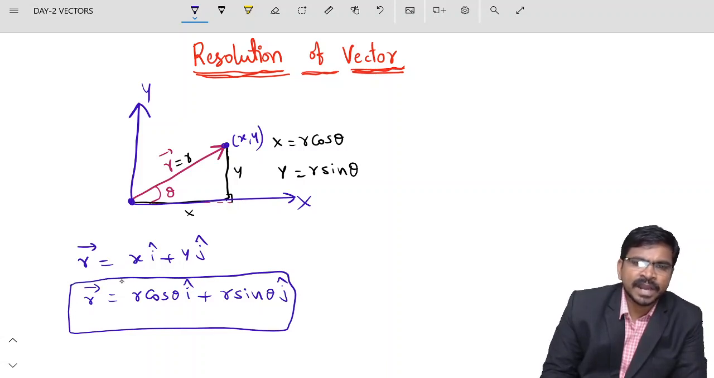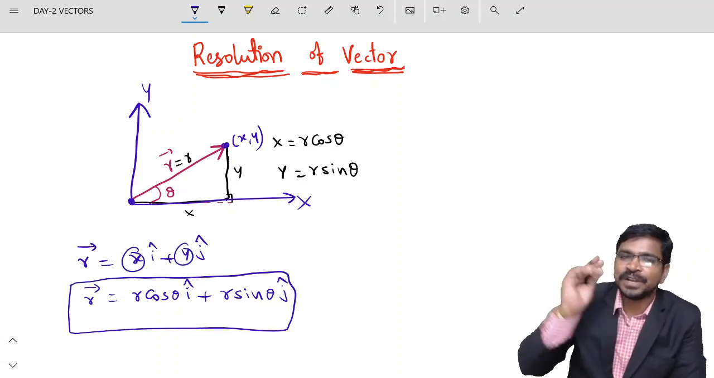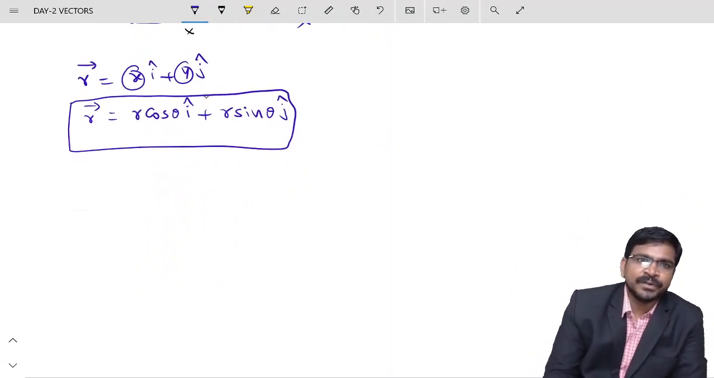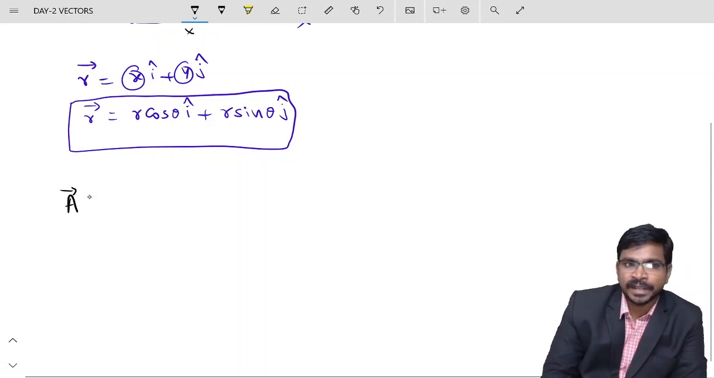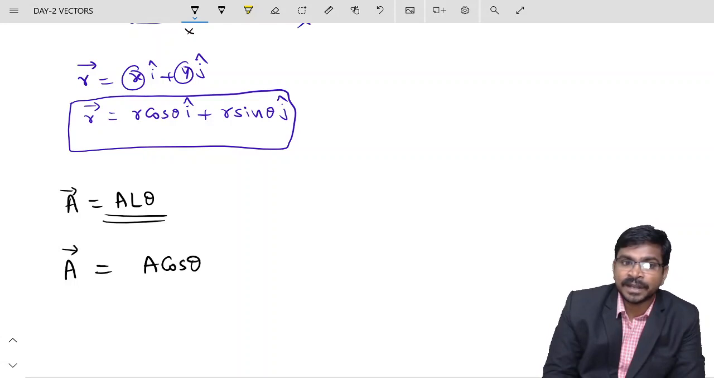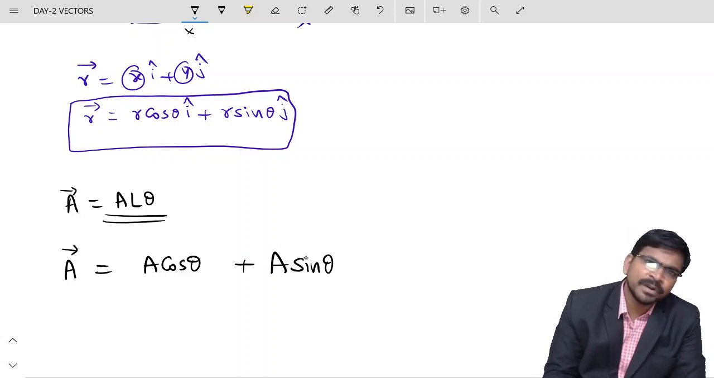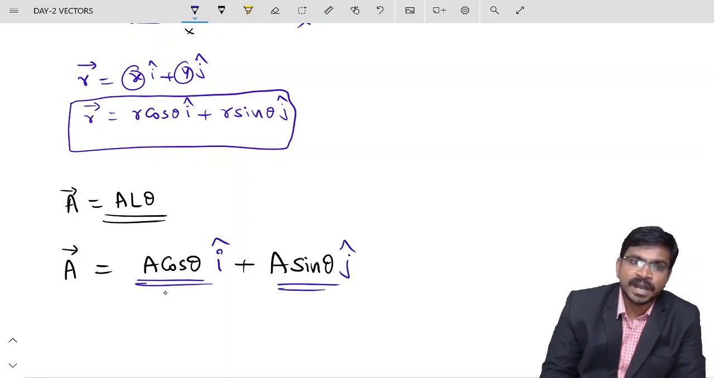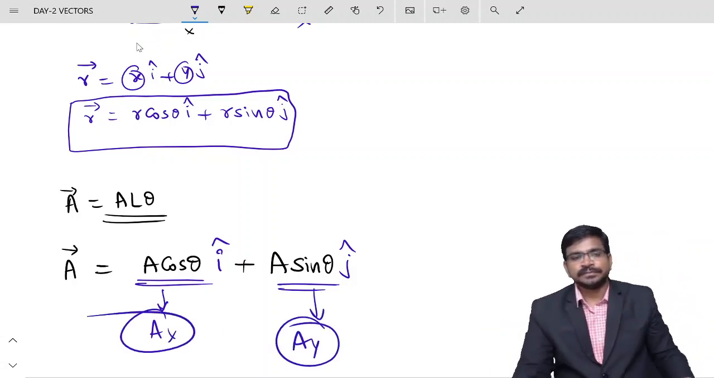So here r cos theta and r sin theta are x and y, which are mutually perpendicular. So the conclusion here is: any vector A at an angle theta can be resolved into two perpendicular vectors. One is A cos theta, another one is A sin theta, and the two are mutually perpendicular. So I must include I and J to represent that, right? A cos theta is the A x here, A sin theta is A y here. We can represent it like this also, right?